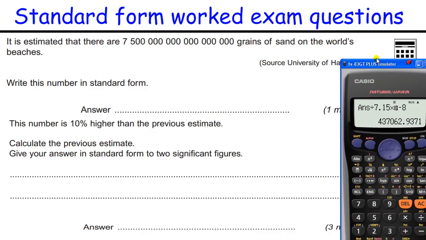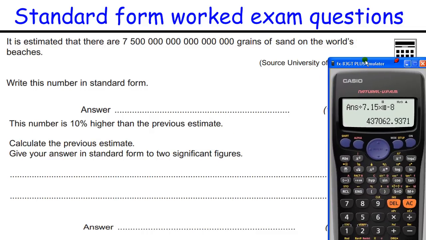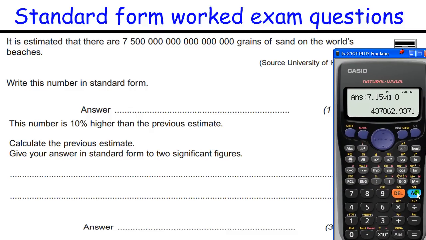Okay, this question is a 1 and 3 mark question. Again, calculator based. This number in standard form doesn't require a calculator. That's just 7.5, and then we move the decimal point from here all the way to here. So that's 3, 6, 9, 12, 15, 18 places. So that's 7.5 times 10 to the 18 for 1 mark.